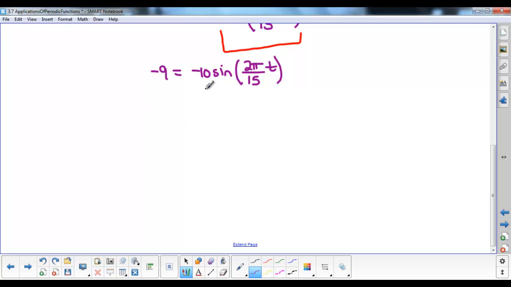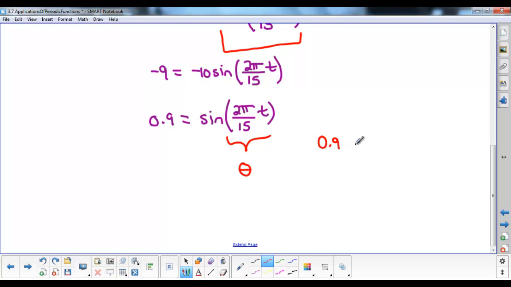So negative 9 divided by negative 10 gives us, and again, what we want to do is solve for t. So just for now, we're going to change up this question. We're going to let the argument just for now equal theta, so that this question now looks like this: 0.9 equals sine of theta. So this should be fairly simple. This is very similar to the work that we did a couple of days ago. We want to know what angles of theta will give us a positive 0.9.